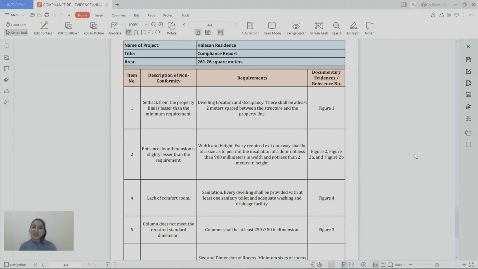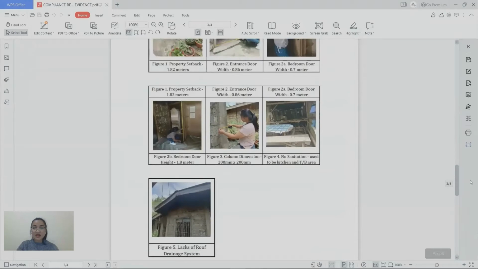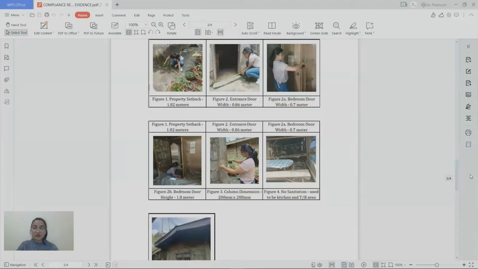So in item number 1, it says that the setback from the property line is lesser than the minimum requirement. In the National Building Code of the Philippines, it's stated that there shall be at least 2 meters of space between the structure and the property line. So we can see in figure 1 the documentary evidence of the non-conformity to the National Building Code. The property setback is only measured at 1.82. Hindi siya ganun kalaki yung kulang, but then again, hindi siya umabot sa 2 meters. So, hindi pa rin siya pasok sa standard.